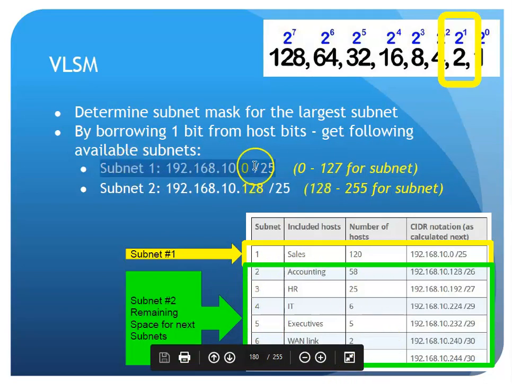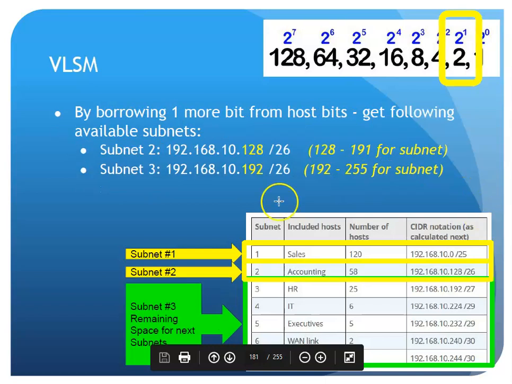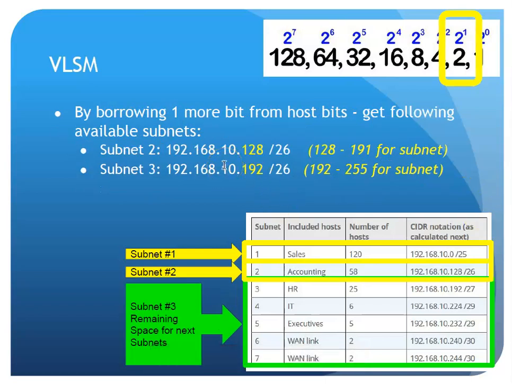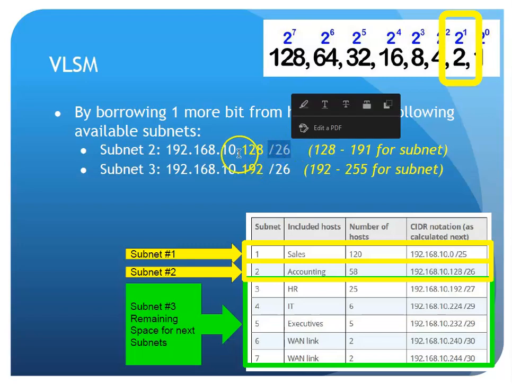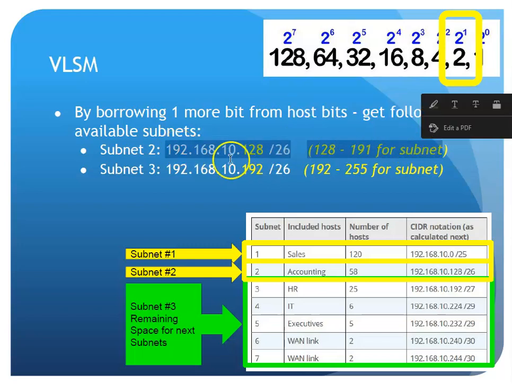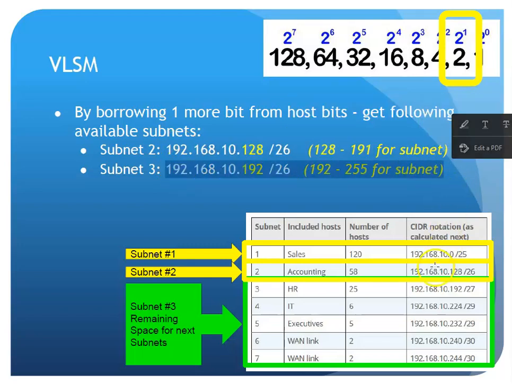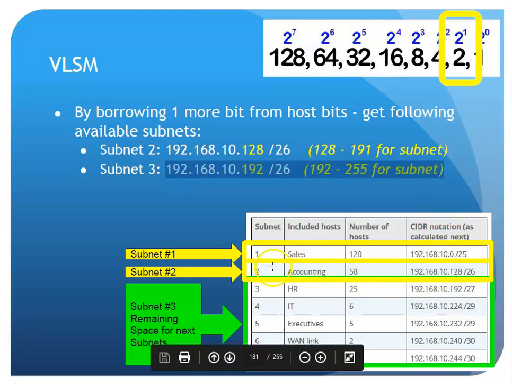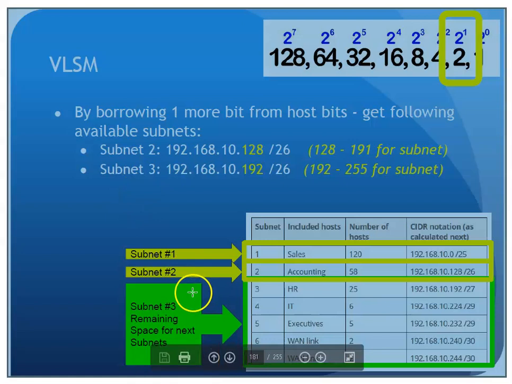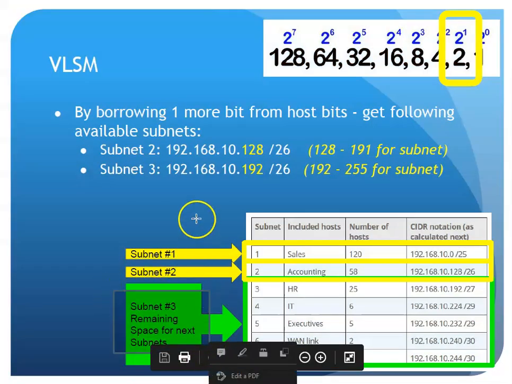So we allocate the first one off, and then we borrow 1 more bit. I'm going to take that existing subnet and break it into 2 more pieces. So I'm now up to /26. I have a subnet for this group, and I have a second subnet over here. The next subnet gets used for these guys. I then take the remaining space here. Okay, I hold on to it.